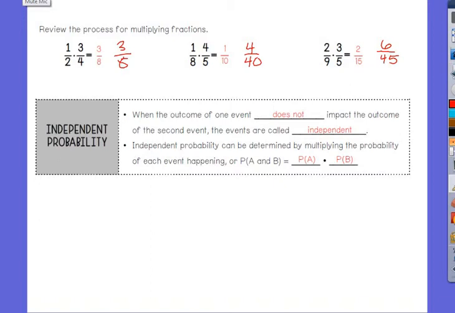Alright, so that sounds like a bunch of foreign language almost, right? Yes. Okay, so let me explain it to you in Miss Adams' fabulous, wonderful ways that she does.